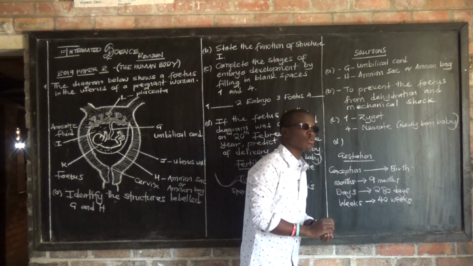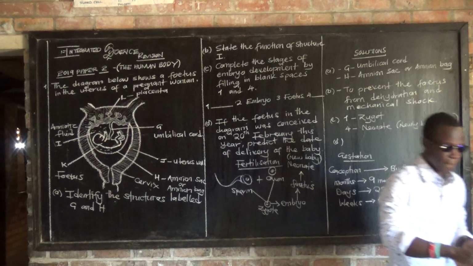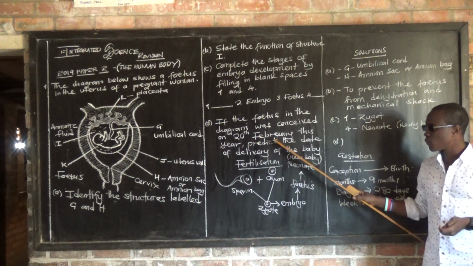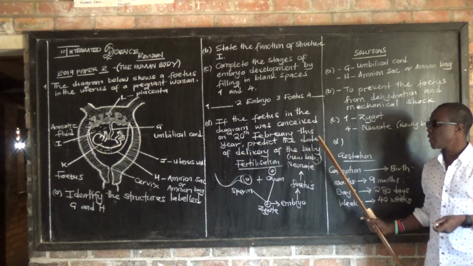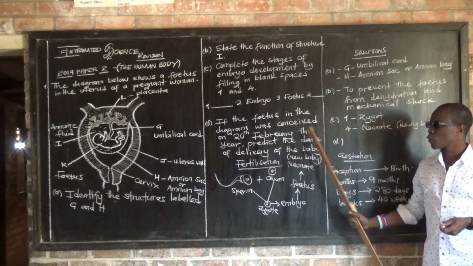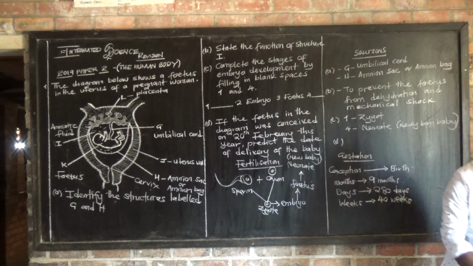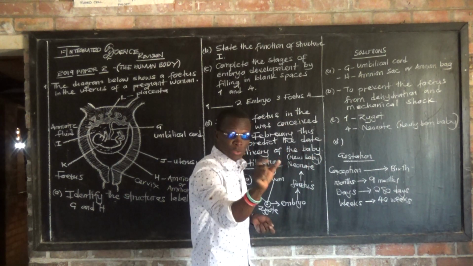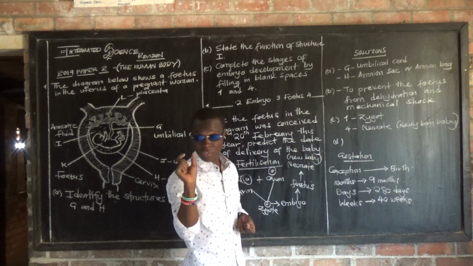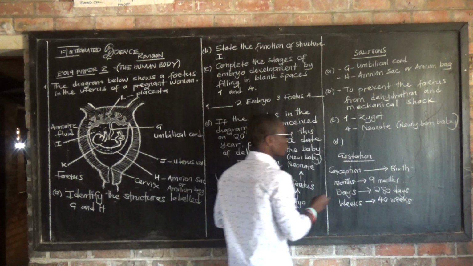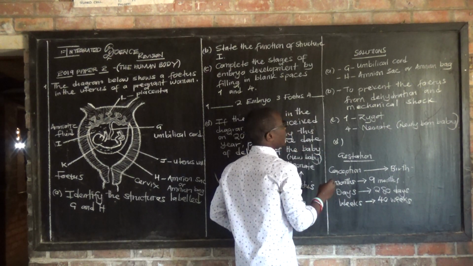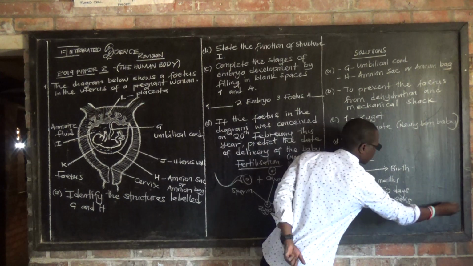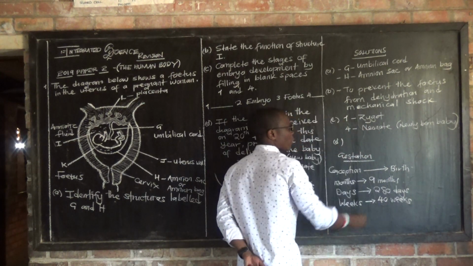So in this case, we are being told that this fetus was conceived on 20th February this year, predict the date of delivery of the fetus. Since you have been given the date, which is 20, and the month, which is February, you are going to go to the months. I'll write them inside.